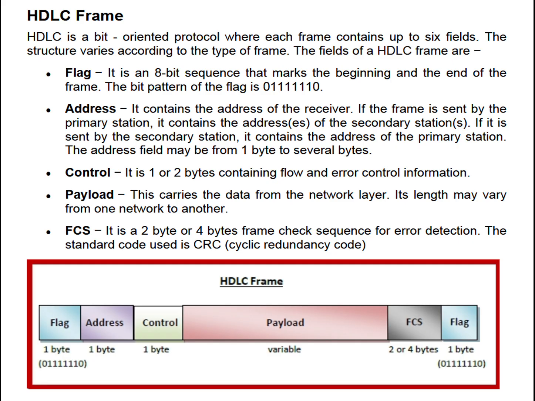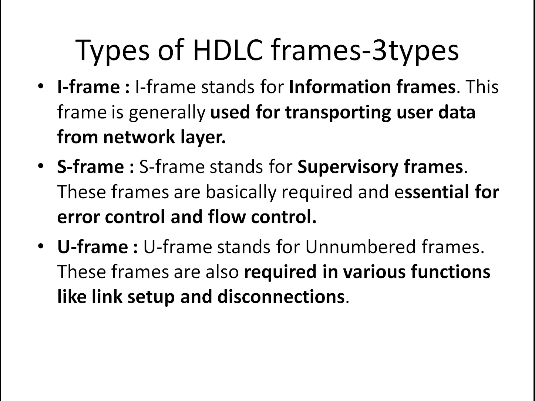So the SLC frame has flag, address, control, payload, and the frame sequence control. We have 1 byte and 1 byte, and the variable length. We have three types of frames: the I frame, S frame, and the U frame. I frame transfers the information frame. S frame is a supervisory frame. U frame is for the unnumbered frames. This is required for various link functions like setup and disconnection.